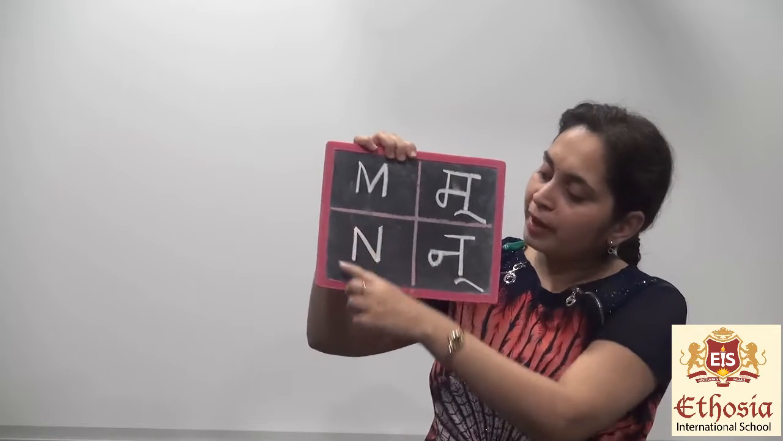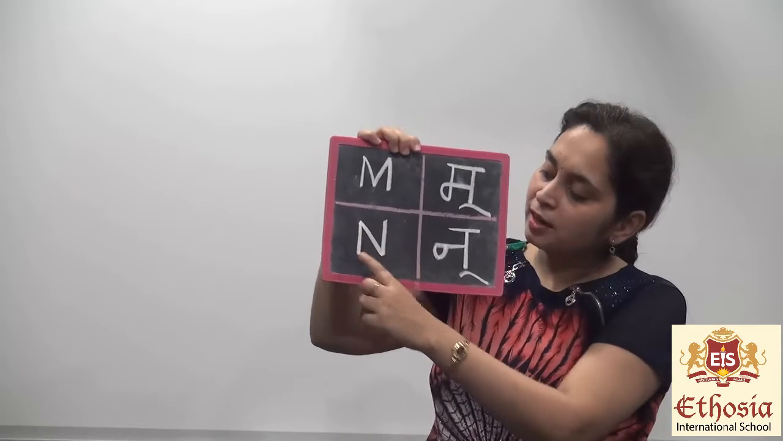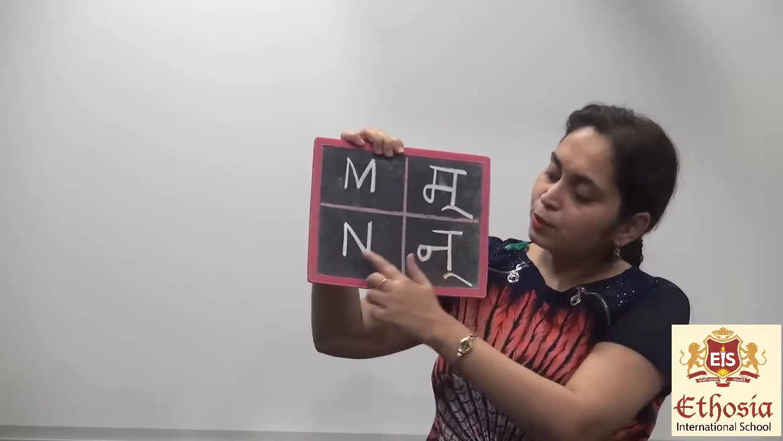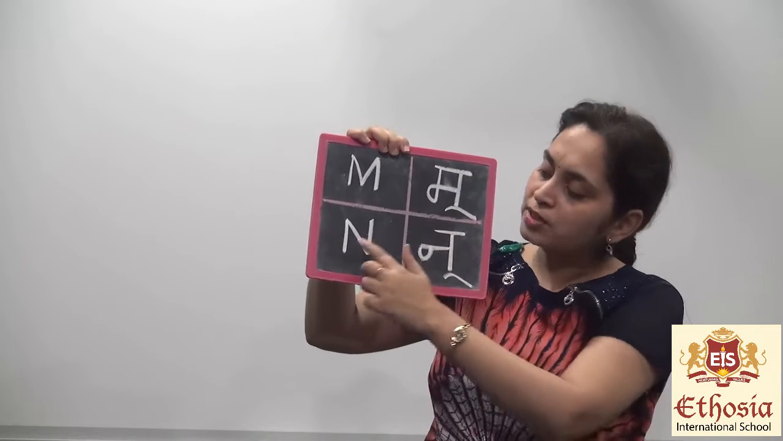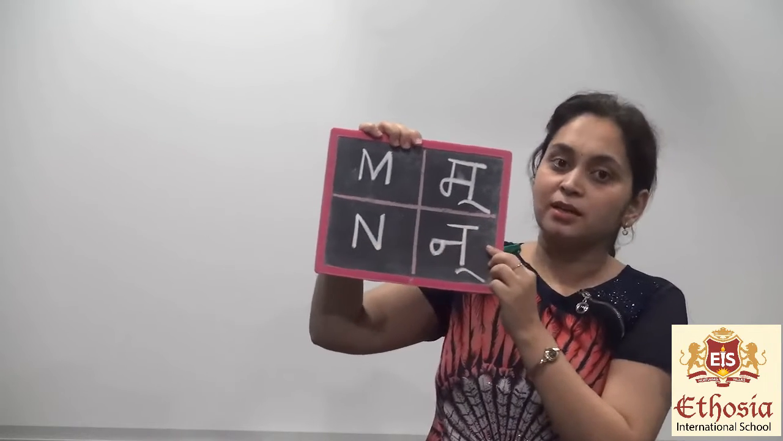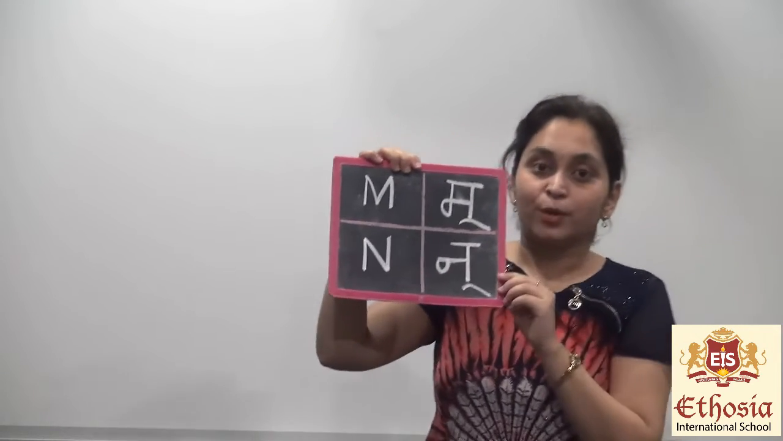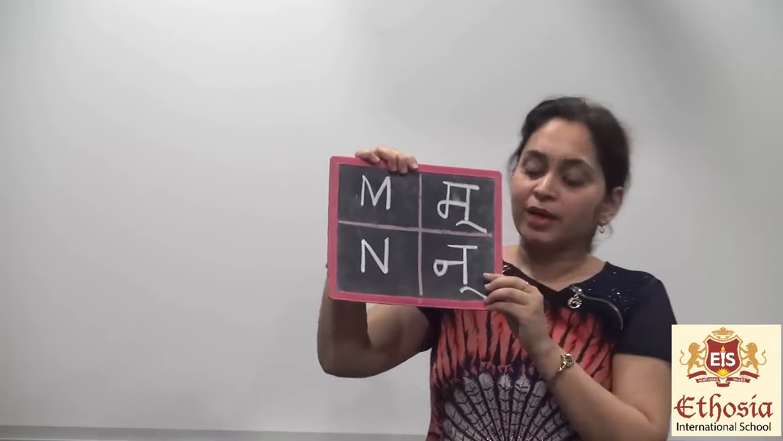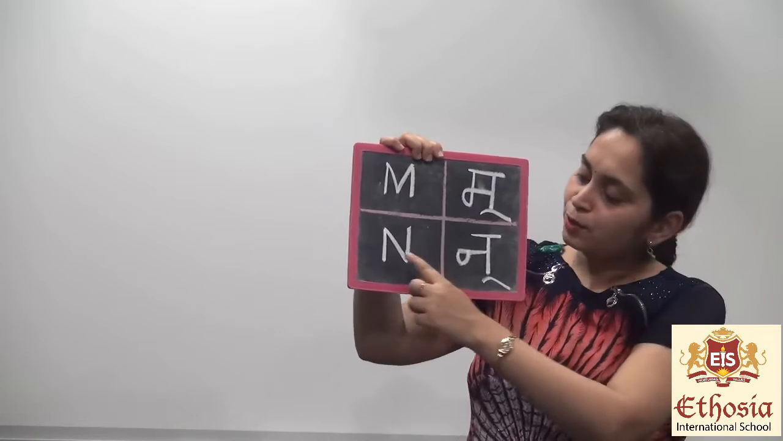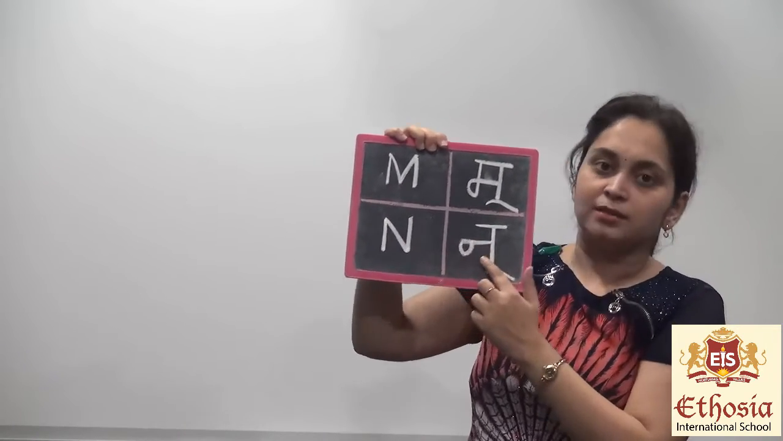Now our next alphabet is N. N says N. What is the phonic sound of this letter? N says N, like needle is there, nap is there, napkin is also there, so N says N.